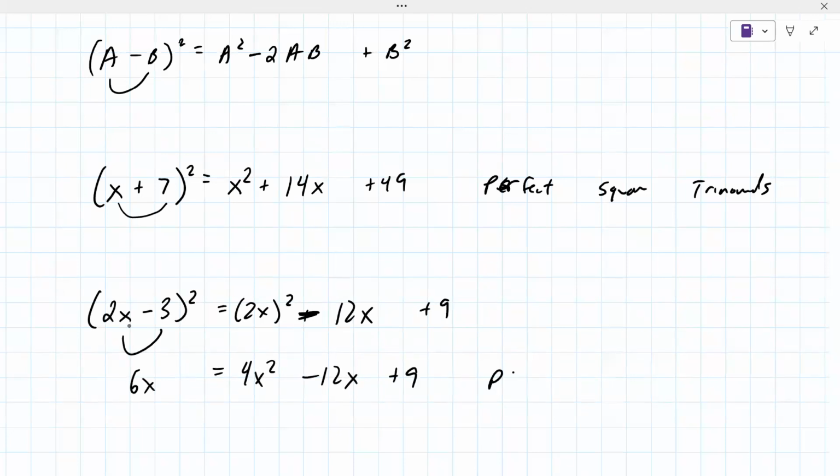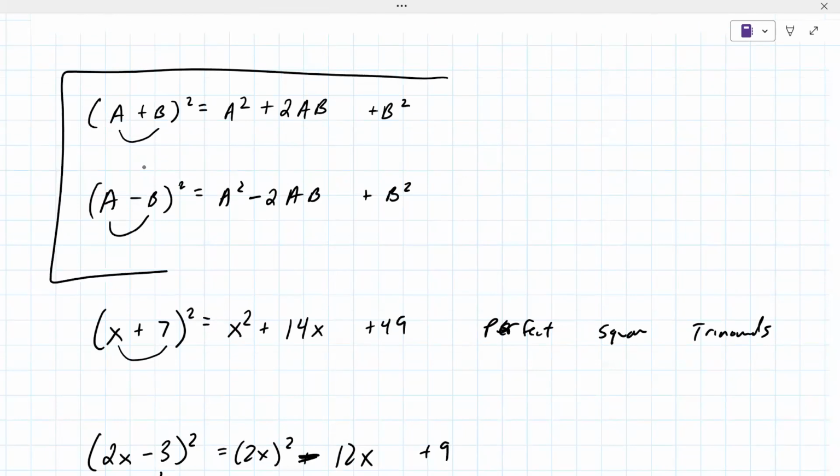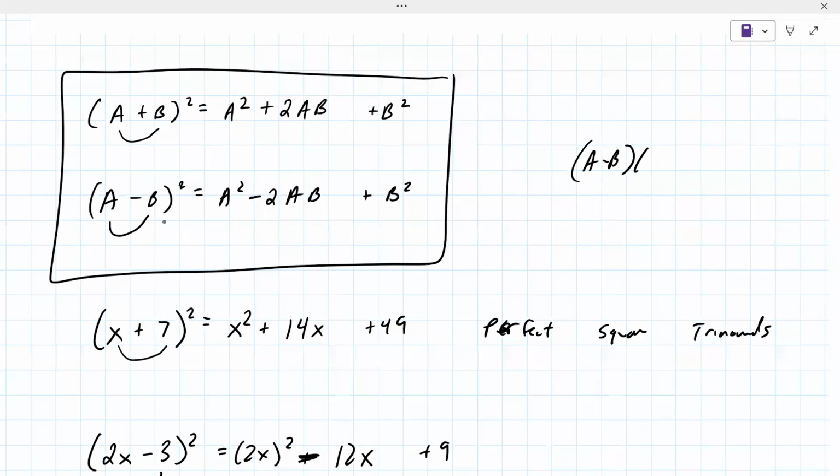And again, it's another perfect square trinomial. So you want to try really, really hard to use these formulas. They're going to save you a ton of time. Same with the difference of squares that we were doing earlier. These are going to save you a lot of time.